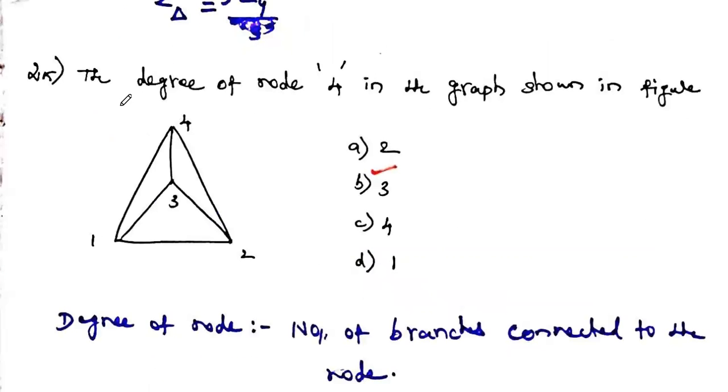The next question: the degree of node for node 4 in the graph shown in the figure. This is the given graph, and these are all the nodes, node 1, 2, 3, and 4. The question is, what is the degree of node 4? You already know the definition: degree of a node means the number of branches connected to that particular node. How many branches are connected? This is 1, 2, 3. Three branches are connected, so 3 is the correct answer.